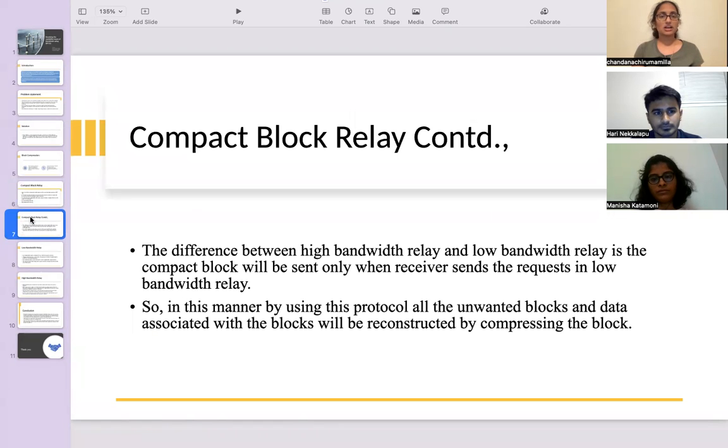Coming to the next slide, compact relay control. The difference between the high bandwidth relay and the low bandwidth relay is that it will send only whenever the receiver sends a request. Using this protocol, unwanted blocks are avoided, and the data will be reconstructed by using this compact block relay. The next slides will be explained by Manisha.